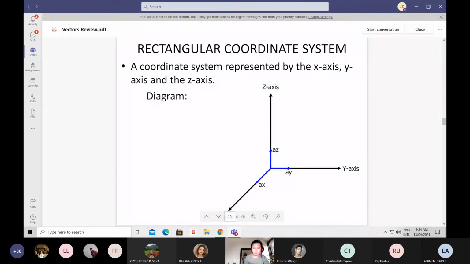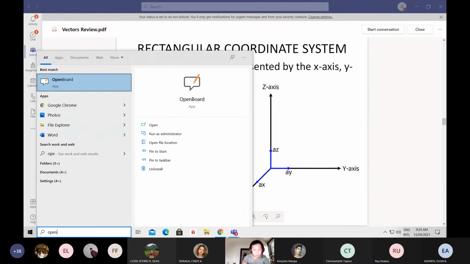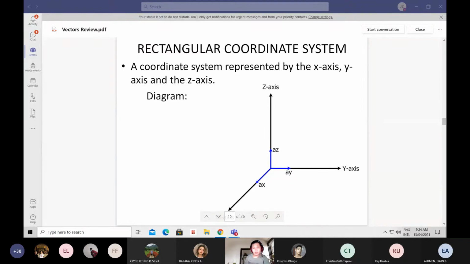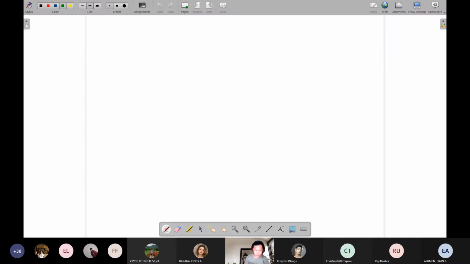Now, the x-axis is toward the front, and the y-axis is toward the right. So this just means that these are the positive values. But the other side will be the negative values. We're going to plot this thoroughly for the rectangular coordinate system.